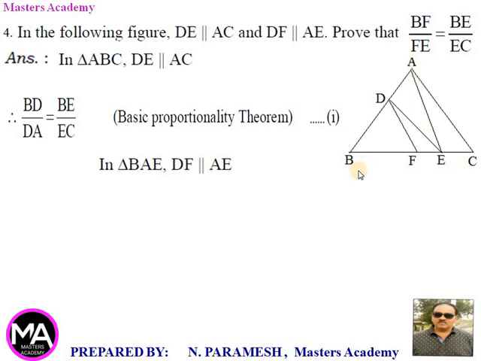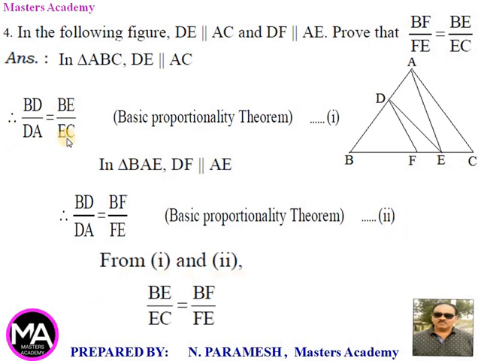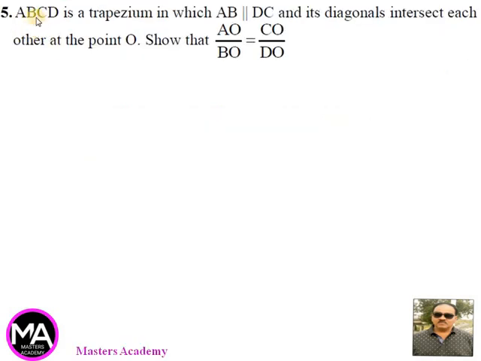In triangle BAE, DF is parallel to AE. Using once again the basic proportionality theorem, BD by AD is equal to BF by EF. Call this equation 2. From equation 1 and 2, BE by EC is equal to BF by EF. Fifth question, ABCD is a trapezium in which AB is parallel to DC and its diagonals intersect each other at the point O. Show that AO by BO is equal to CO by DO.